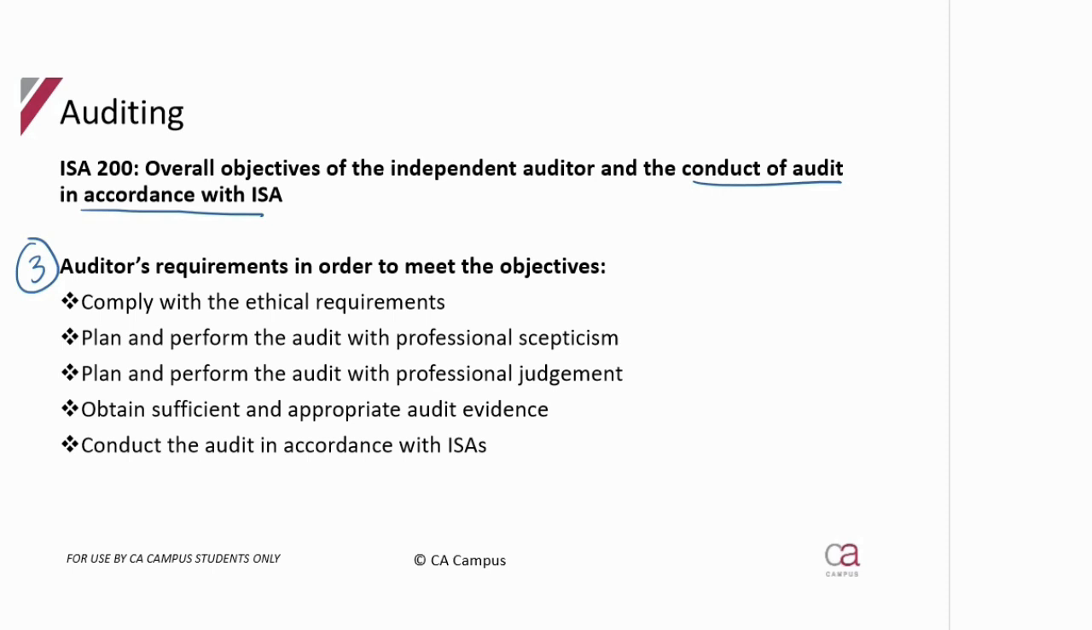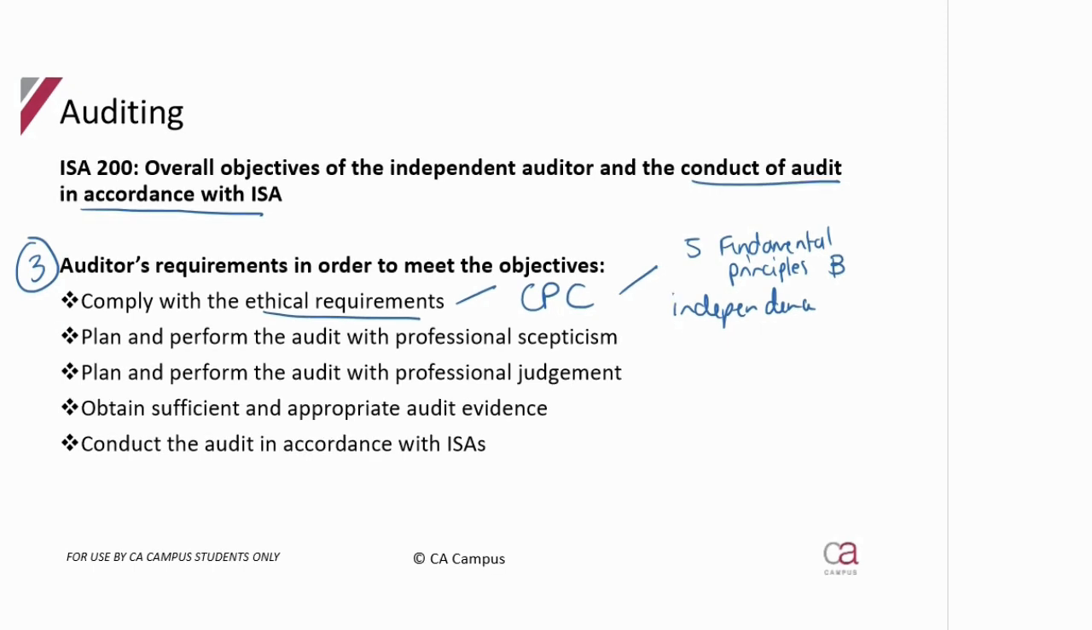The auditor must comply with the ethical requirements. The ethical requirements, guys, are in the CPC, and those are the 5 fundamental principles and independence. Guys, those 5 fundamental principles: integrity, objectivity, confidentiality, professional behavior, and professional competence and due care. So we have to comply with the CPC. That's already one legislation coming in.